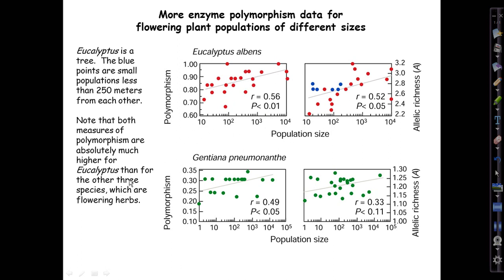Eucalyptus, the tree, is different in that it has absolutely more polymorphism, a higher fraction of loci that are polymorphic, and a larger allelic richness than the others, right? With allelic richness numbers in the range 2 to 3 as opposed to 1 to 2, and also a much higher fraction of polymorphic loci. What do you think might explain that difference? An interesting question to contemplate that may end up on the quiz.